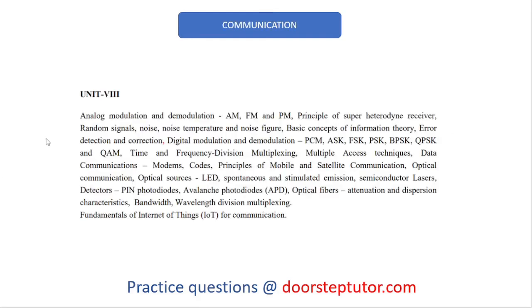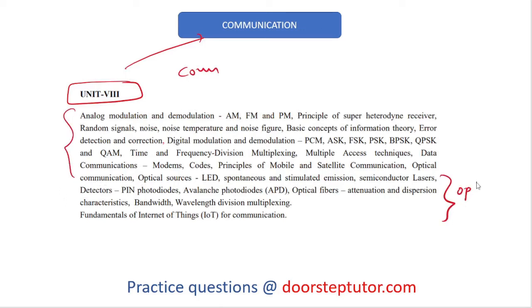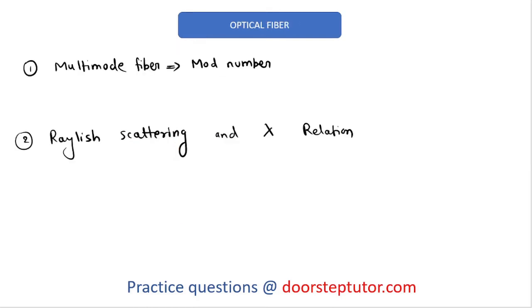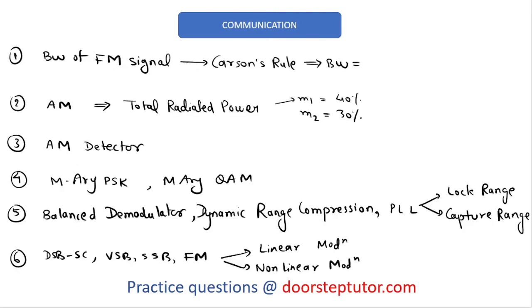Next is the eighth unit, which we can divide into two parts. One is communication, and another part is optical fiber communication. There is also a small part, that is IoT. From communication they had asked a few questions, like the bandwidth of an FM signal, that is Carson's formula, given by twice of delta f into beta plus 1. We had to calculate the bandwidth, and the data was given in the paper.